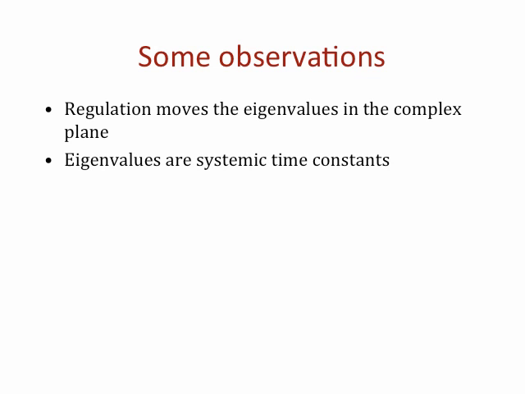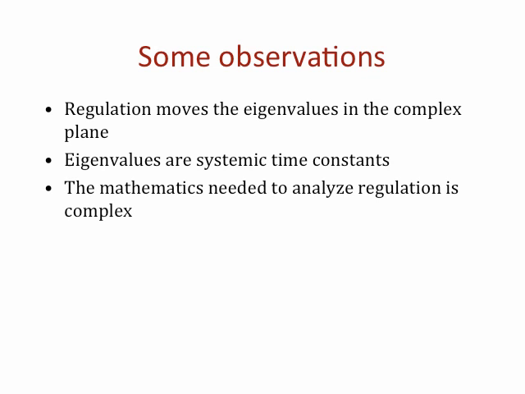The eigenvalues are systemic time constants, so the more negative they are, the faster the response. The mathematics needed to analyze regulation is complicated. In listening to me talk through the mathematics in the previous slide, you might think that that is a complex situation, but you might just imagine how complicated they can become as I start to treat more complicated systems than the one I did so far in this lecture.